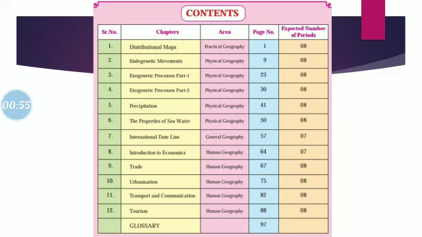See, in the standard 9th, we have to learn practical geography, physical geography, general geography, and human geography, which we see in this content. And for this, we have to learn 12 lessons throughout the year. Today, we will see lesson number 3, Exogenetic Processes, part 1.